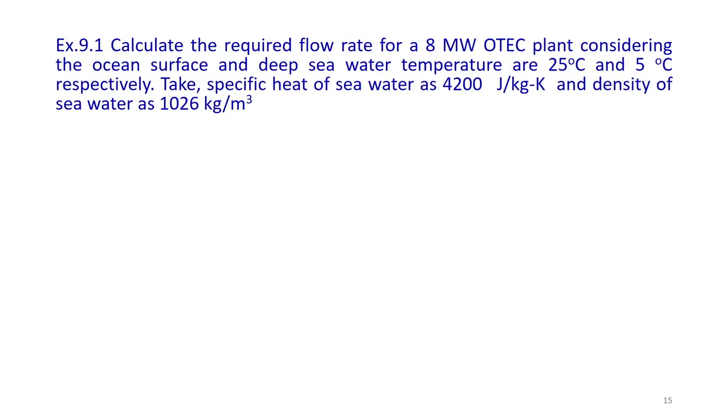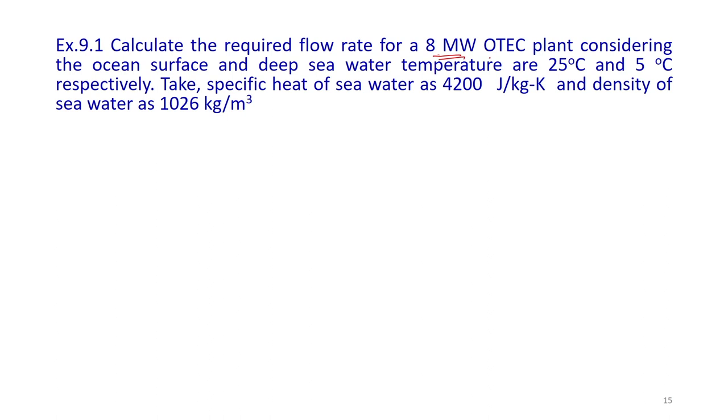Now, let us take a numerical problem to know the volume flow rate required and how to handle that kind of volume flow for a certain rated power plant. So, we are interested in calculating the required flow rate for an 8 megawatt OTEC plant, considering the ocean surface and deep sea water temperatures are 25 degree C and 5 degree Celsius respectively. Given that the specific heat of sea water is 4200 joule per kg Kelvin and the density of sea water is 1026 kg per cubic meter.